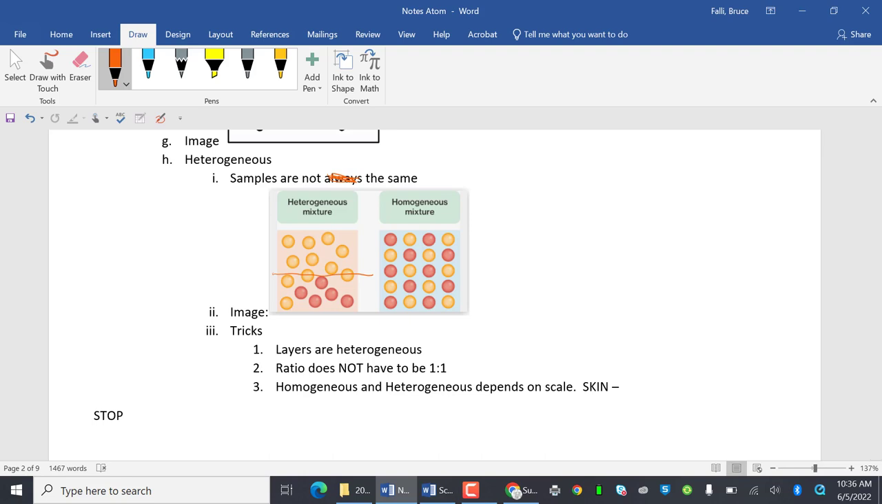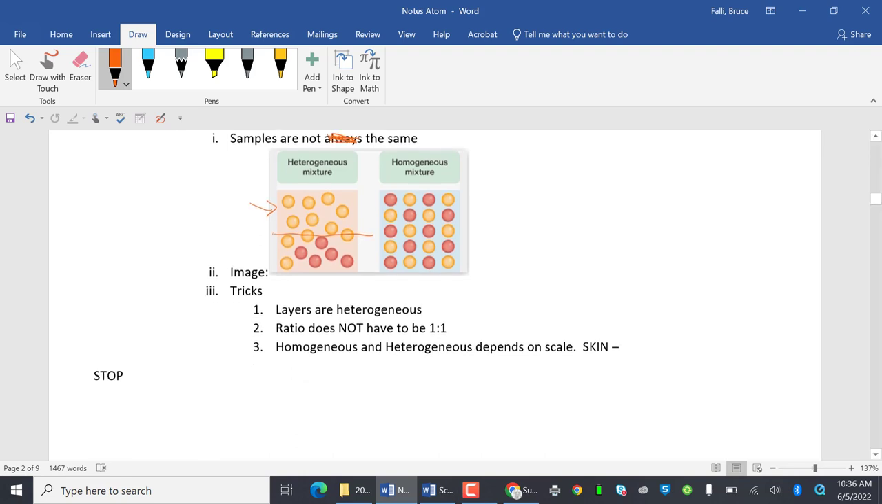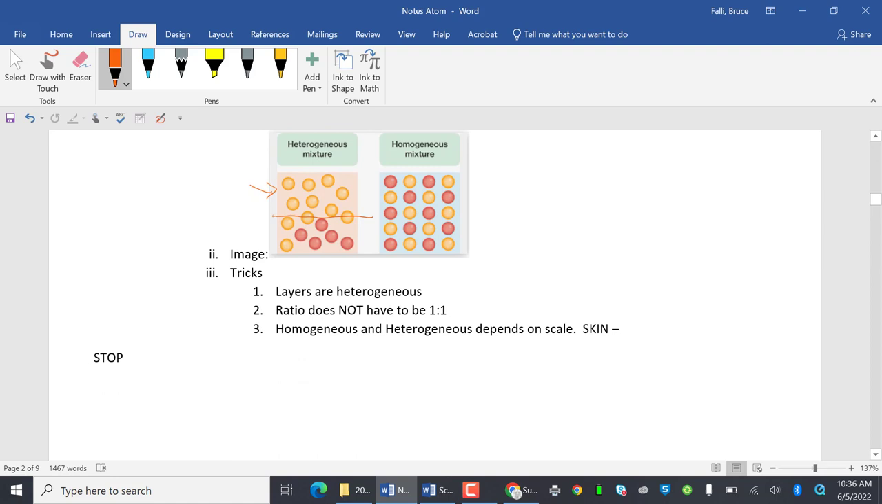Hey, Mark, can you come here for a second? I want to know if these are yellow or orange. Tricks. Layers are, so these circles, are they orange or yellow? Yellow. Really? Okay, I'm colorblind, so feel free to make fun of me for it.